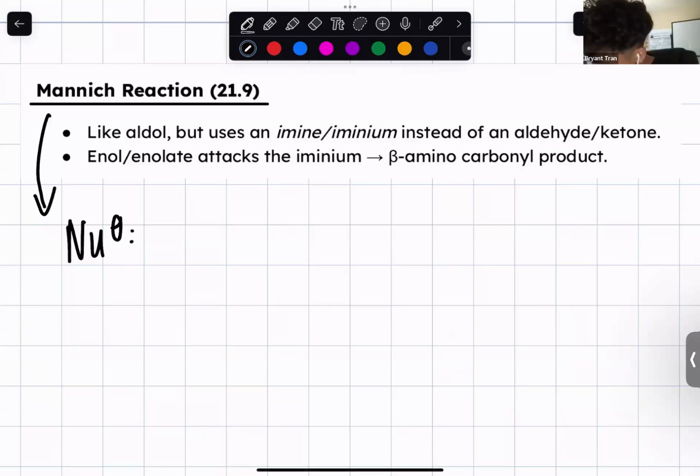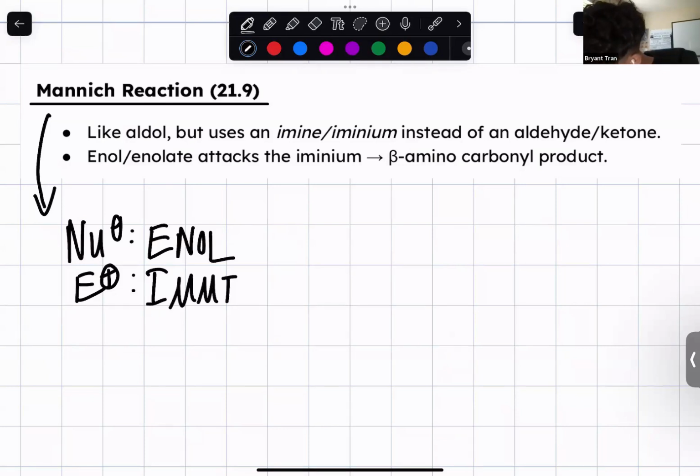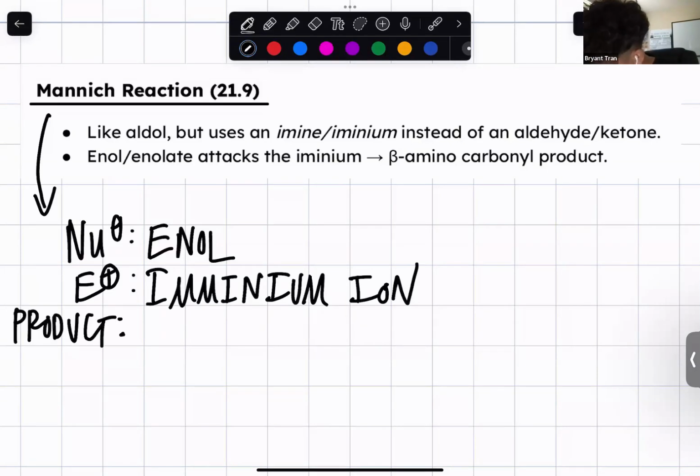So to break it down easily, the nucleophile for Mannich reaction is going to be an enol. The electrophile of the Mannich reaction is an iminium ion. The product of the Mannich reaction, to make sure that you have everything, is going to be a beta amino carbonyl. And it'll make more sense when we go over an example.